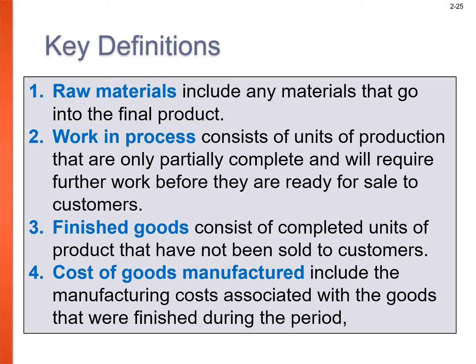Work in process is inventory that is started and only partially completed. Finished goods are the final product, the completed units. Cost of goods manufactured includes all the manufacturing costs associated with the goods that were finished during the period. So those are our key definitions. We're going to show you those items in our accounting system.